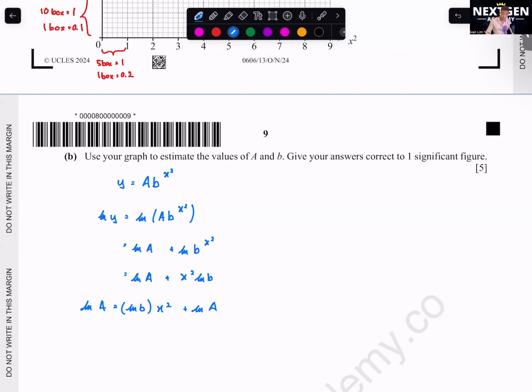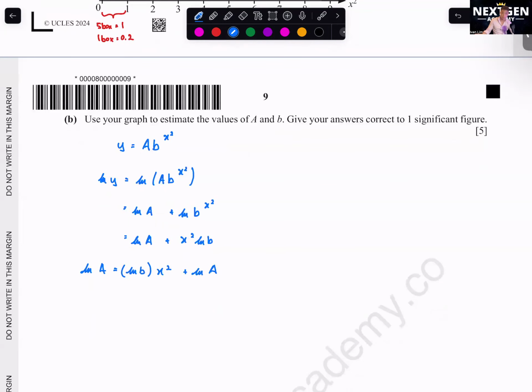Sometimes you may confuse yourself because if you don't put the bracket, it may seem that the x squared belongs to the ln also, but it doesn't. It's two different terms. It's ln B times x squared, or to be more specific, actually, it's x squared ln B. So this is in the format right now of y equals mx plus c. They want us to find what is the A and B value.